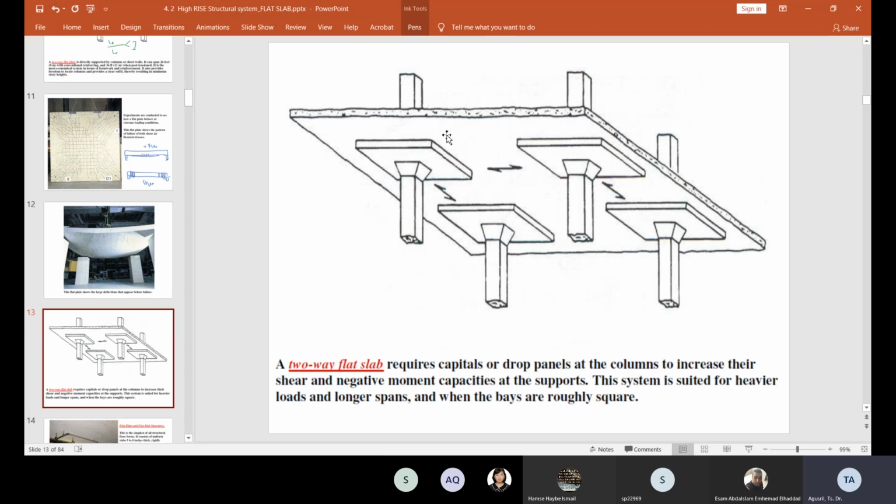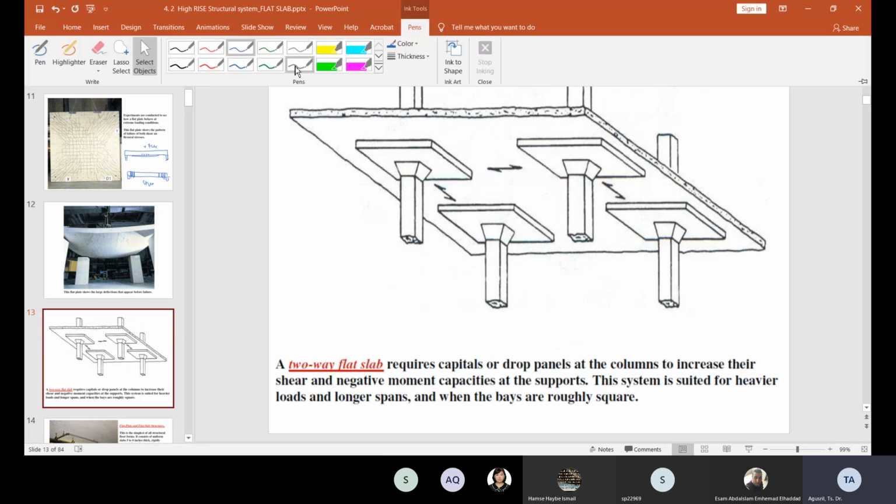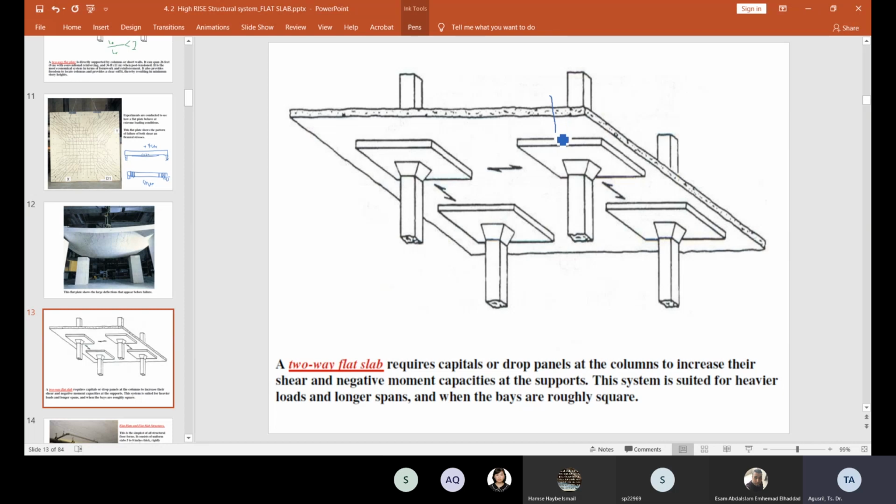You can see here this one. We have the slab. If the slab thickness is not sufficient to support the punching shear, especially at this area, then we need to increase the thickness of this area by providing a drop. This one is the drop. And if this is still not sufficient, we need to provide the column head. So this is the function of the column head and the drop.